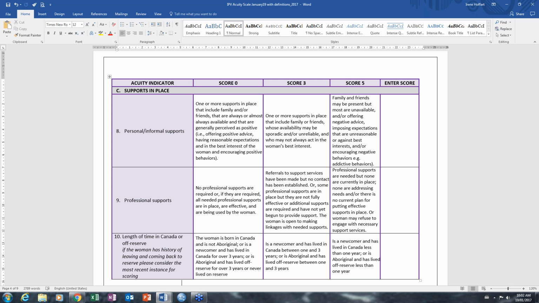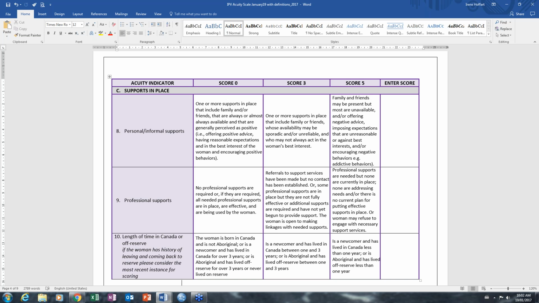So that's not really an effective support. So a score of 0 means all the support. First of all, one possibility is that no professional supports may be required, so there's no complexity there. Another possibility is that supports are required, all of them are in place and effective, and the woman is using them, because sometimes we have women who may not be ready to engage. So a score of 0 means they're engaged, they're effective, they're in place.